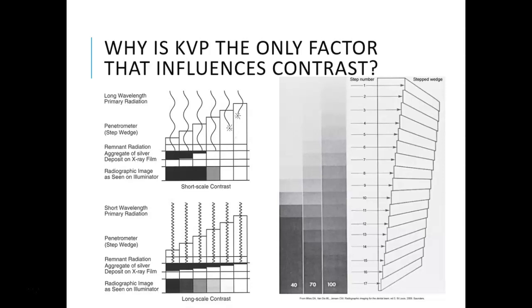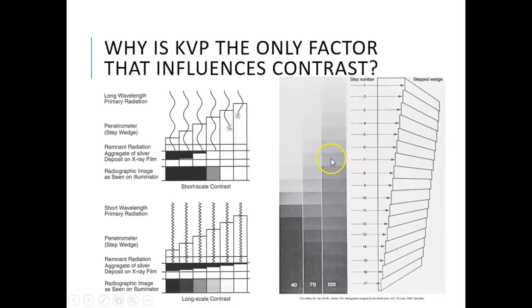Why is KVP the only factor that influences contrast? So why doesn't MA affect contrast? We know that if we increase the KVP, we have a lot of long wavelength X-ray photons from our primary radiation. And then we have something here called the step wedge. Each step increases in thickness just a little bit more. You can see that it's a little thicker, a little thicker, a little thicker.